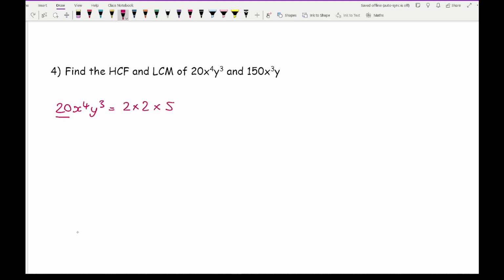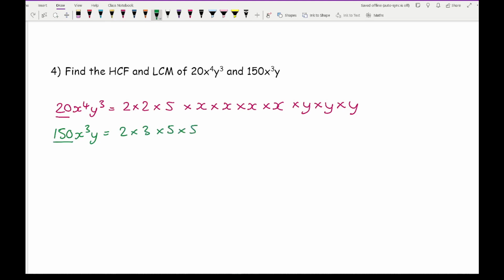So that's the number bit sorted. I then write x to the power of 4, so that's x times x times x times x. And I've got y cubed, so that's going to be y times y times y. Then moving on to 150, let's use a different colour. So let's go for 150x cubed y. Now 150, I can write as a product of its primes by writing 2 times 3 times 5 times 5. So that's the number sorted.